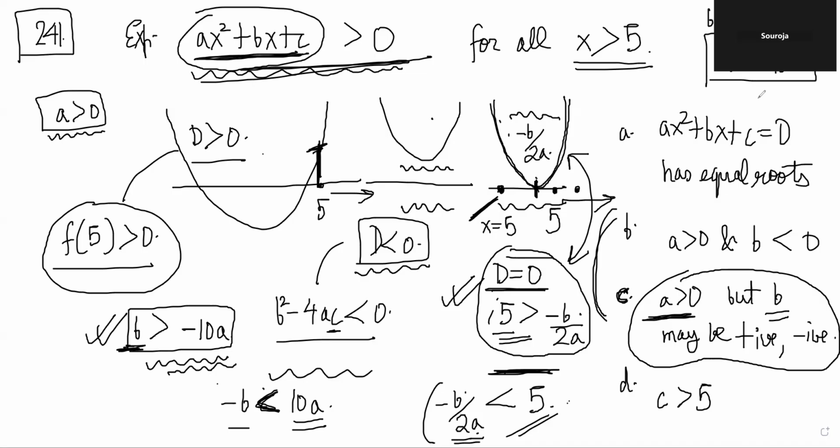Do you understand what I'm saying so far? Also, discriminant is 0. So we should also have b square minus 4ac is equal to 0. So b square should be equal to 4ac, which implies that c has to be positive, because b square is anyway positive always. If a is positive, c has to be positive. So a and c have to have the same sign. If a is negative, c has to be negative, right?